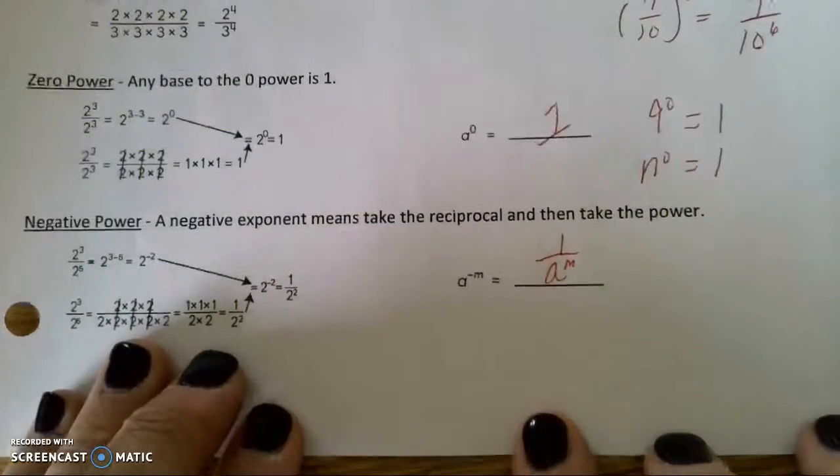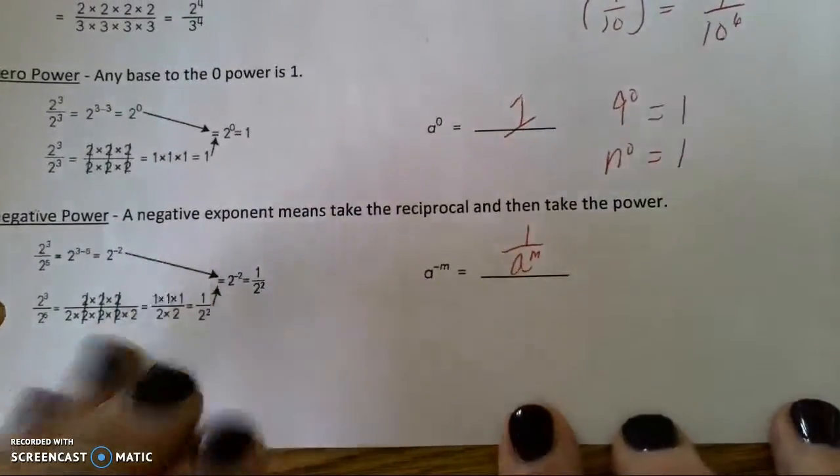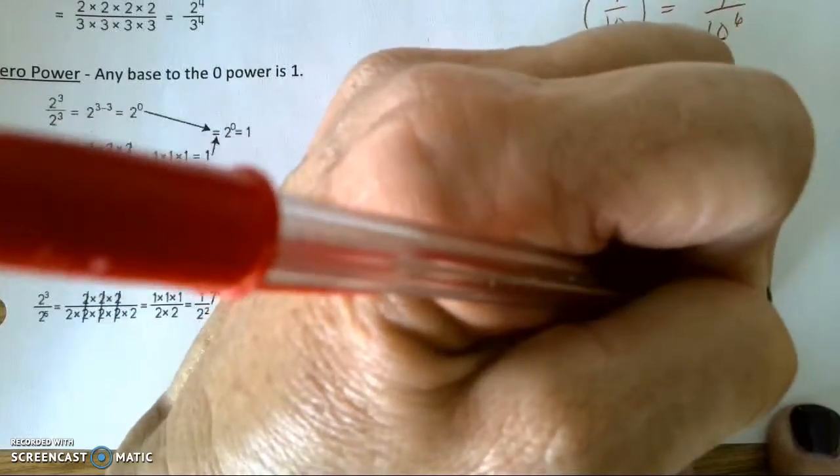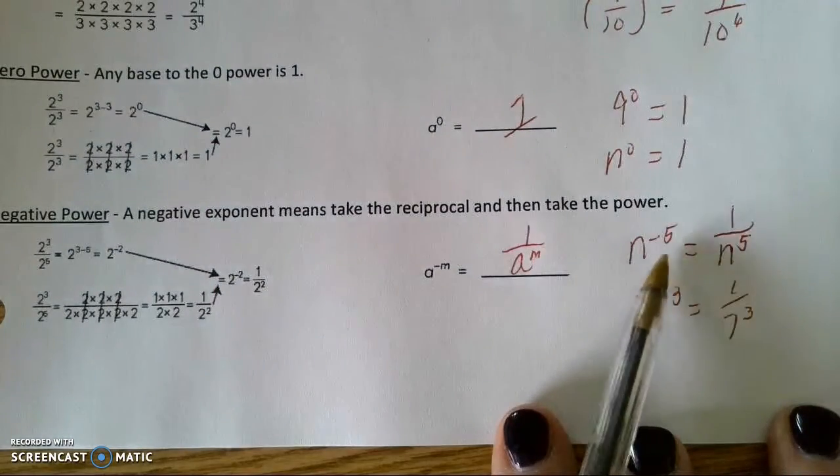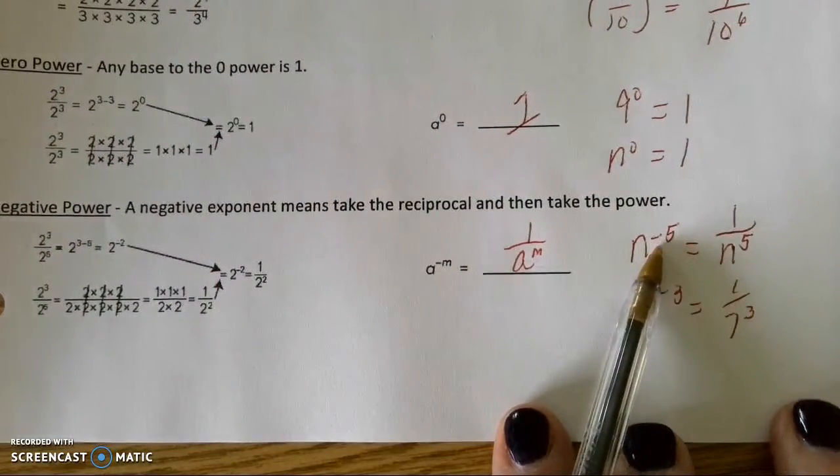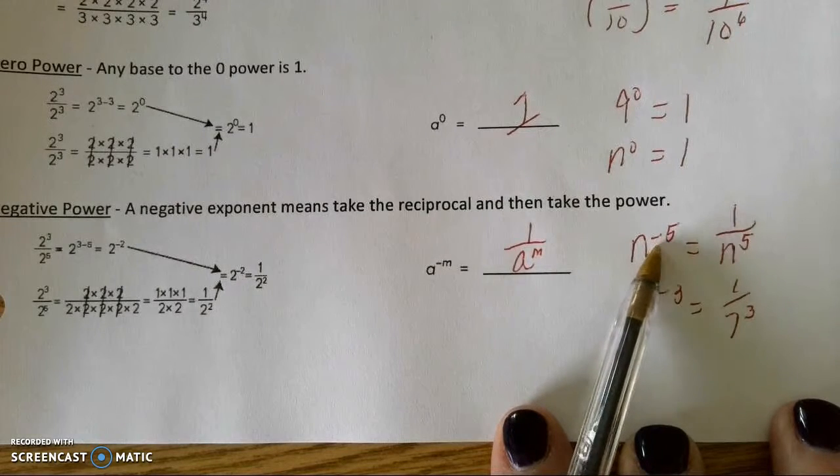And then again, when I do that with variables and numbers, n to the negative 5th is the same as 1 over n to the 5th. 7 to the negative 3rd, 1 over 7 to the 3rd. Most important thing you've got to remember about a negative exponent is that it doesn't mean it's a negative number. It means it's a fraction.